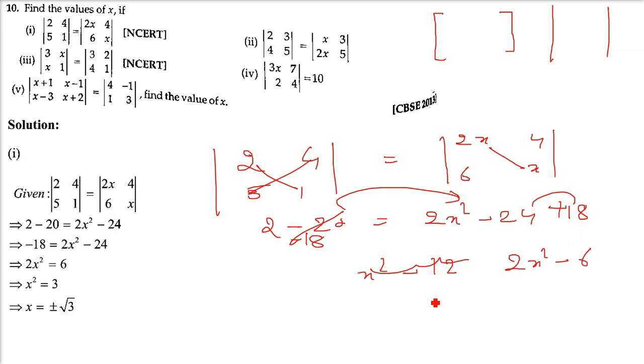Now divide both sides by 2. You will get x square minus 3 equals 0. So x square minus 3 equals 0. That means x square will be equal to 3, so x equals plus minus under root 3. That is how the values will come.